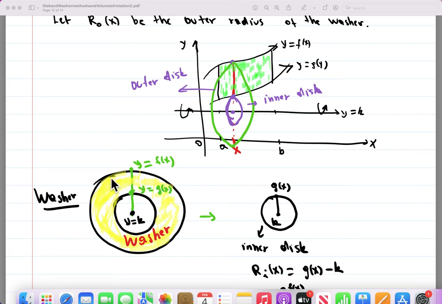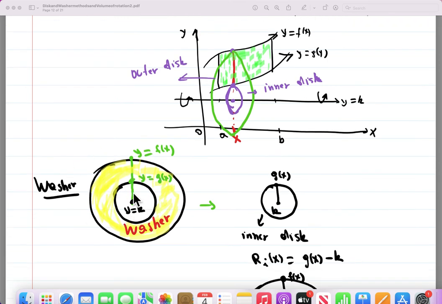So what we're going to do with this washer is, remember, the name washer came from the washer, a piece of tool that you use when you fix your bike. Sometimes you need the washer to kind of straighten the screw or something. So that's why we call it the washer method. The washer method is used because we're using the washer, and this is the washer.